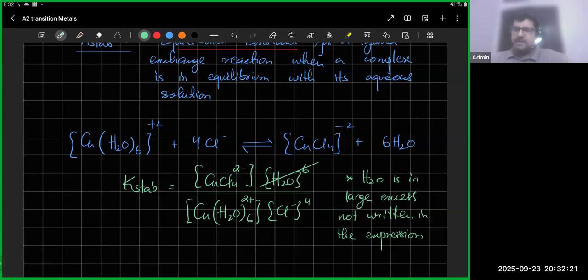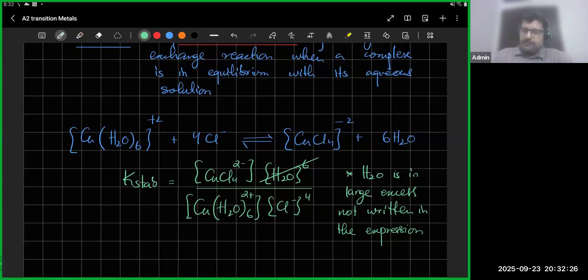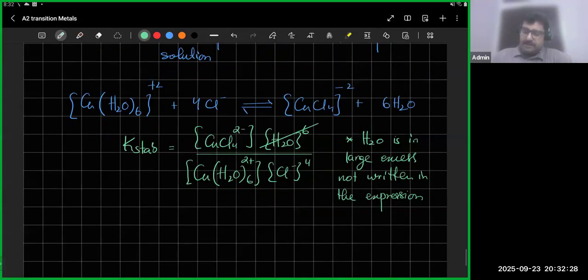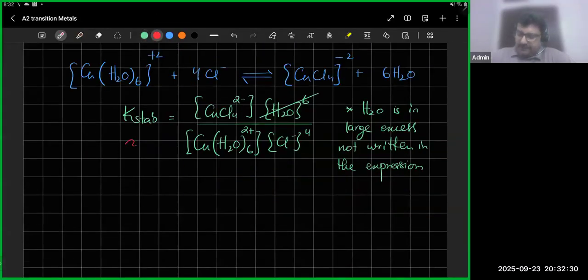So all these ligand exchange reactions have a K stab. So what does the K stab tell you, by the way? It tells you whether ligand exchange reactions are possible or not. So if you have a large value of K stab, especially when K stab is greater than 1, that means it's favoring the products. That means ligand exchange will happen.